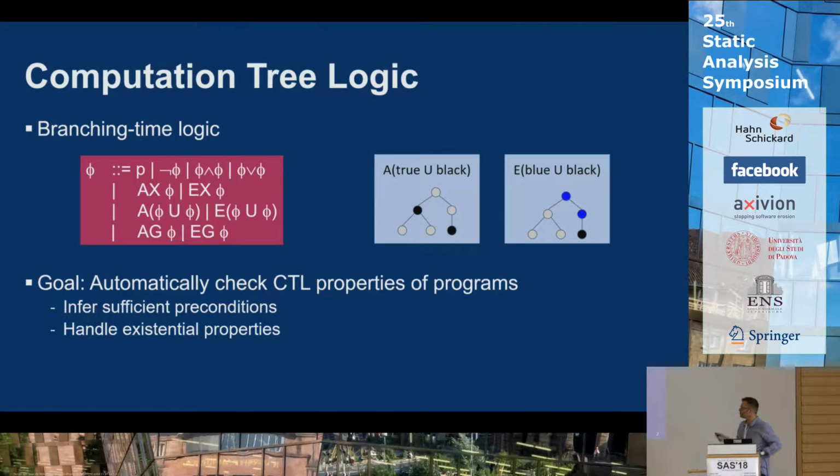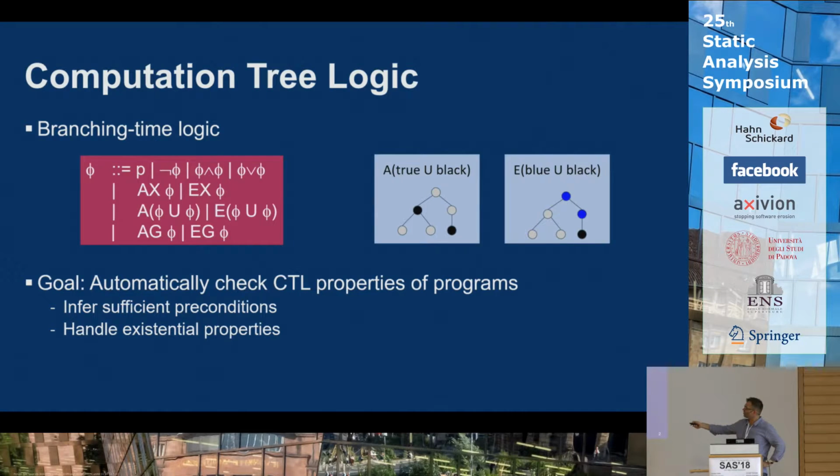So in the red box on the slide here, you see the CTL fragment that we consider in this paper. So a formula is either an atomic proposition. We have negation, conjunction, and disjunction. And then for the temporal operators, they always come in two flavors, either with a universal quantifier, capital A, quantifying over all future executions from the current state onward, or with an existential quantifier, capital E, talking about the existence of one execution from now on.